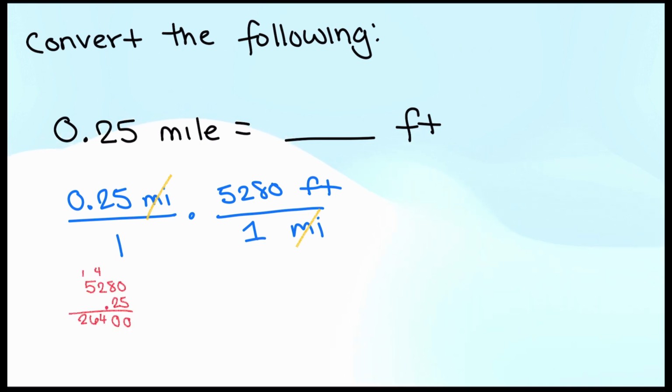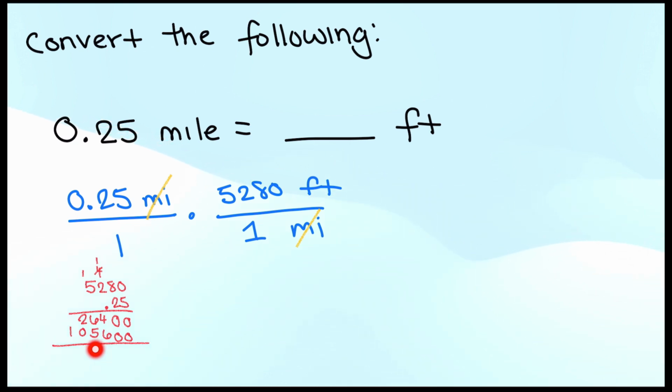We're going to have to multiply straight across, so we're going to take 0.25 times 5280, and that's going to be over 1. So 0.25 times 5280. 5 times 0 is 0. 5 times 8 is 40, carry the 4. 5 times 2 is 10, plus 4 is 14, carry the 1. 5 times 5 is 25, plus 1 is 26. And then I just write down a 0. 2 times 0 is 0. 2 times 8 is 16, carry the 1.